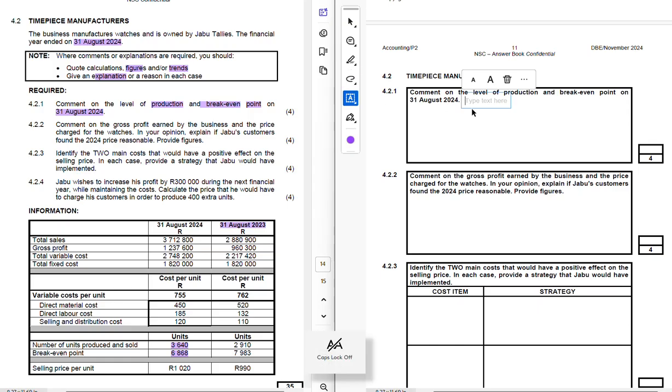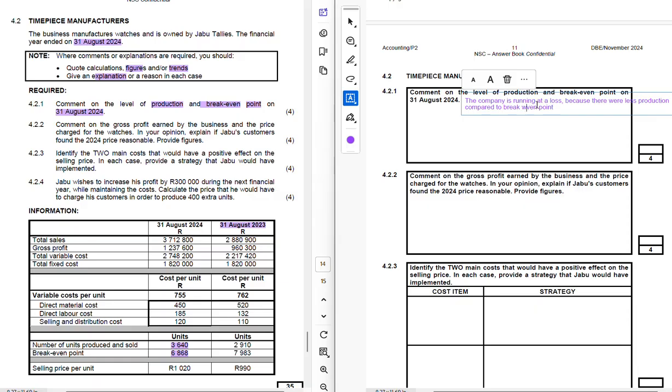You will say the company is running at a loss because there was less production compared to the break-even point. We have been asked that we should show the figures.